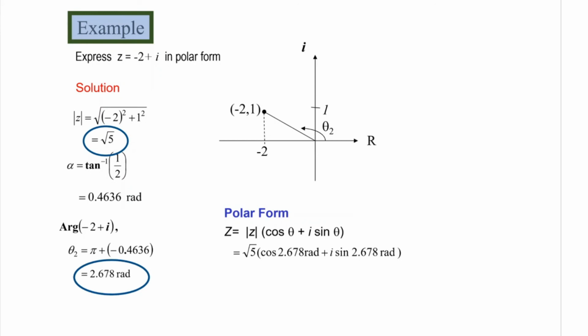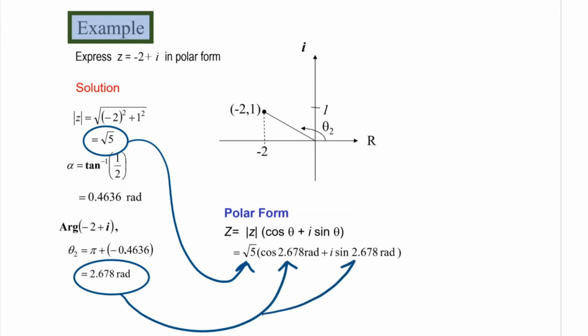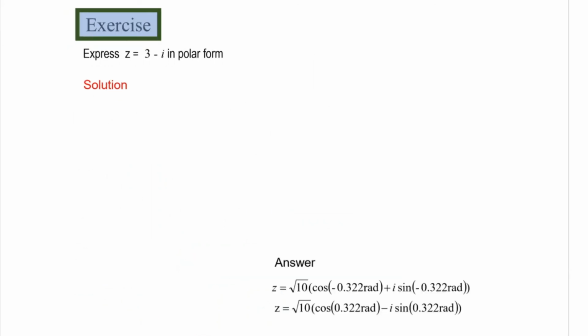So, in polar form, the complex number equal to square root 5 (cos 2.678 radian + i sin 2.678 radian). Now you can try the following exercise.